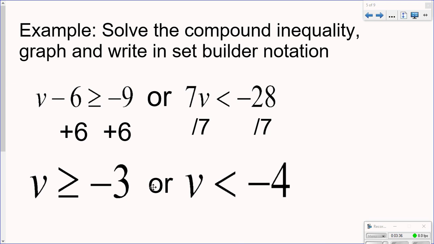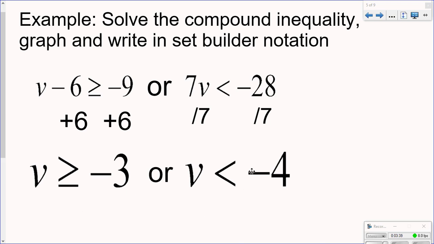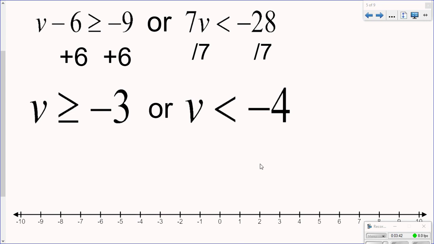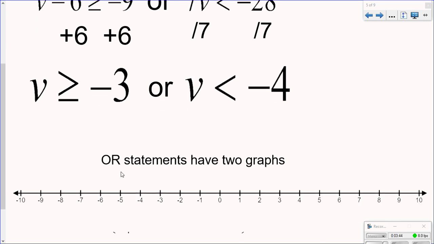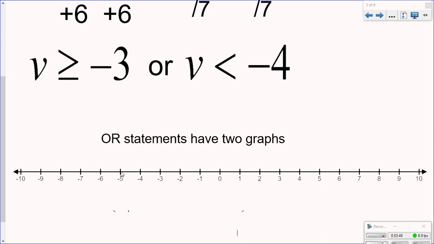Now for graphing, I'm going to graph both of these on the same number line. Okay? So, with or statements, you should always have 2 graphs, okay? There are those special cases where it kind of looks weird, and I'll discuss those in class, but right now, we're just going to go ahead and graph them. So v is greater than or equal to -3. That means on -3, I'm going to have a closed circle and point to everything bigger than it. Or v is less than -4, I'm going to have an open circle on -4 and point to everything smaller than it. So that's my graph of a compound inequality, going in 2 separate directions.